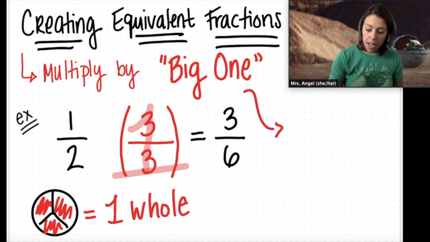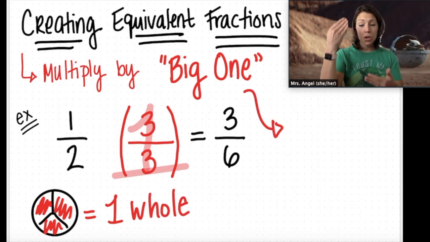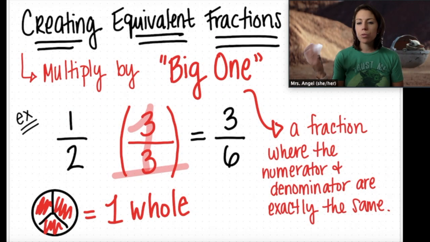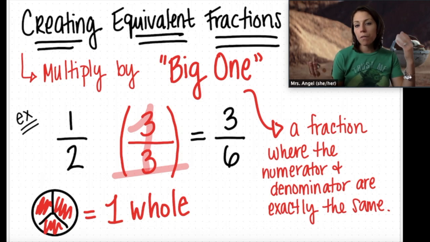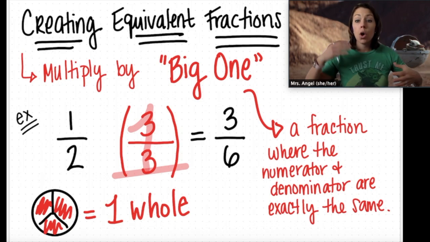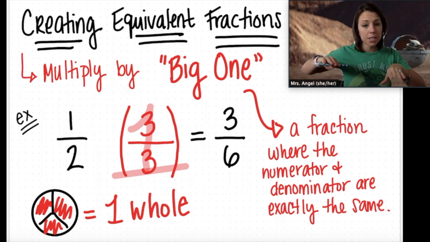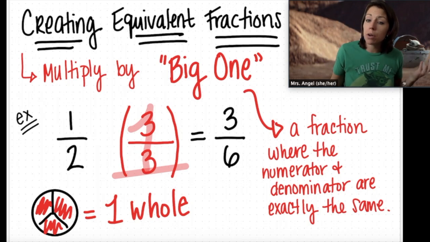A big one is any fraction where the numerator and denominator are exactly the same. So 3/3, 4/4, 2/2, 100/100. If the numerator and the denominator are identical, that's called a big one.